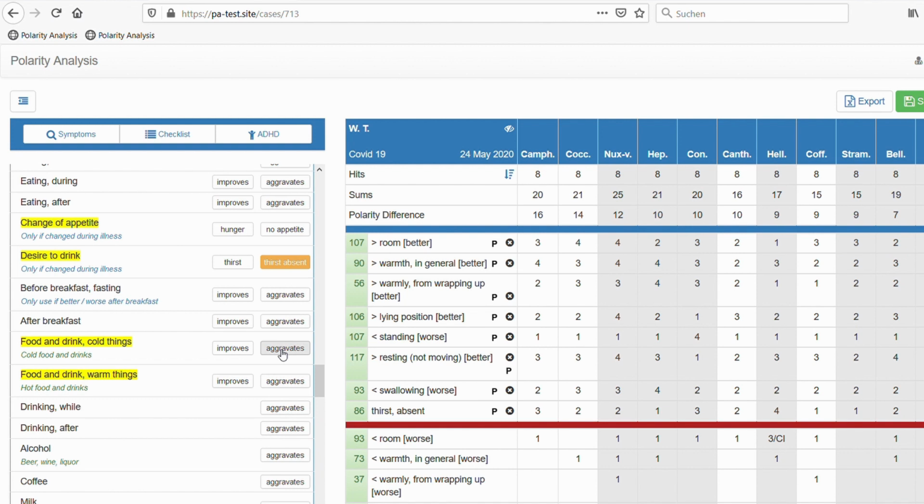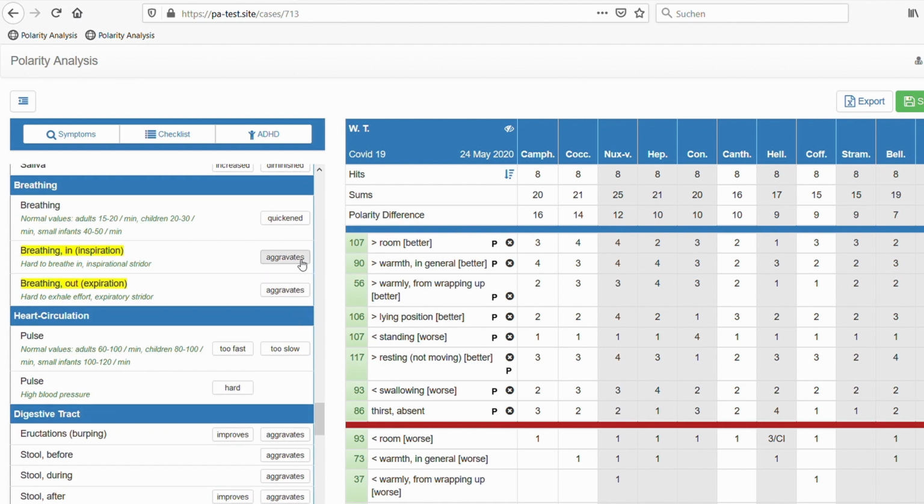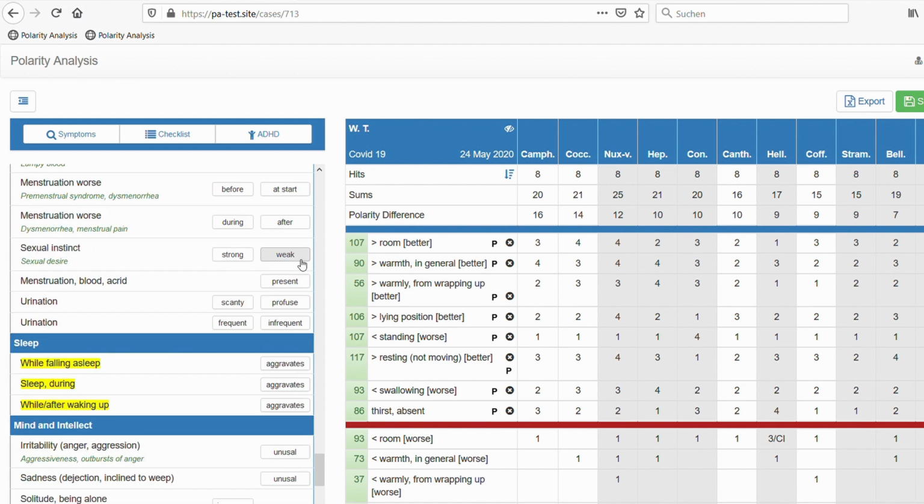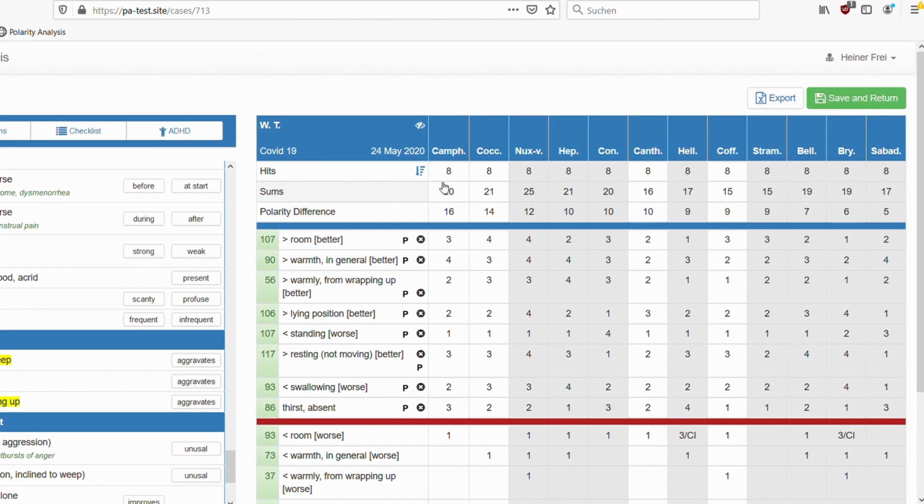Do you have difficulties to inspire air or to expire? No difference. Okay. No difficulties to breathe? No. Very good. And is there an aggravation when you fall asleep, during sleep, or when awaking? No, no difference at all. Okay. So these are the key symptoms we asked you now.